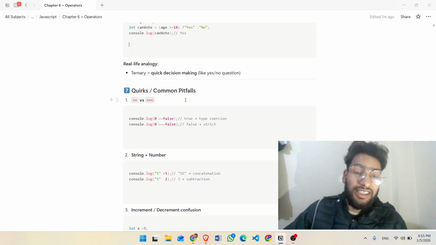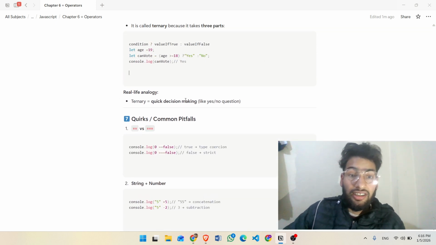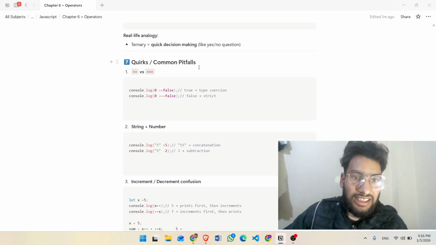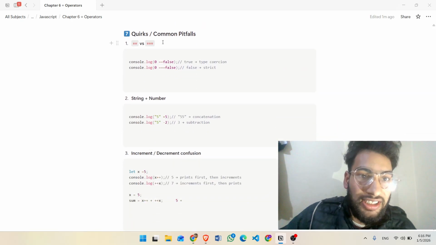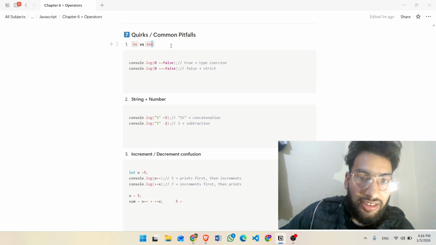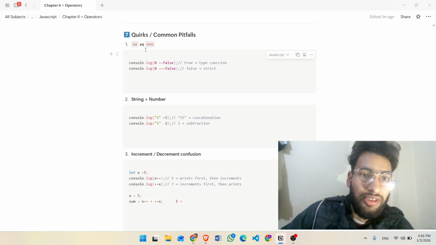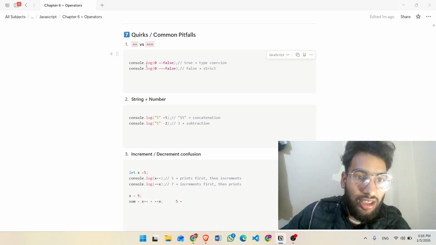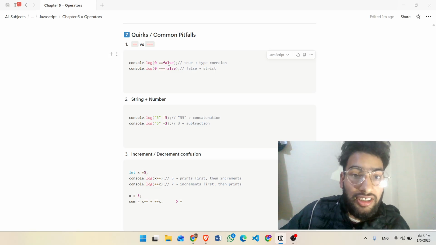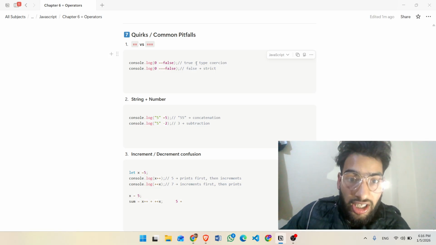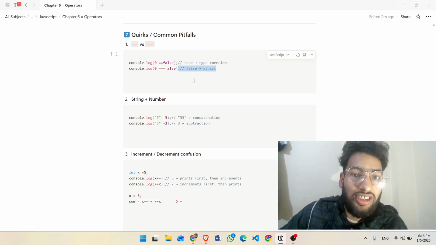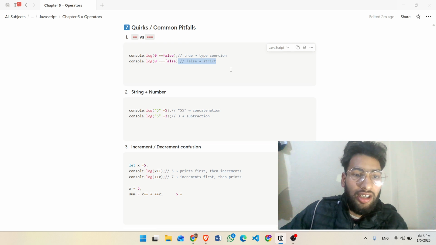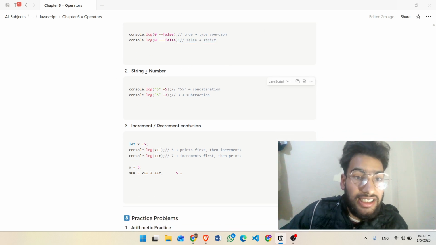Okay, let's see. Next, our next topic in operators is quirks, which are common pitfalls, like equal to and double equal to. We already discussed this above. Console.log 0 is equal to false: here true is type coercion, and here false is string coercion. And in string there is string plus number.